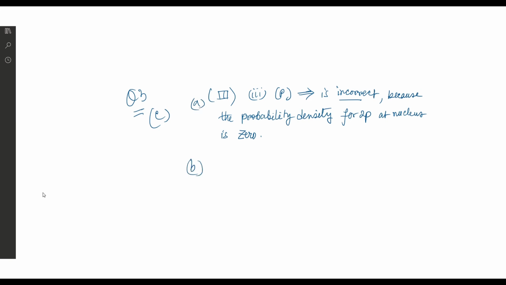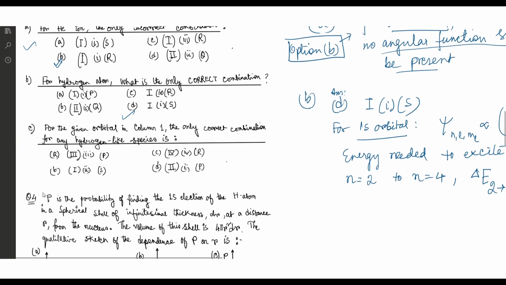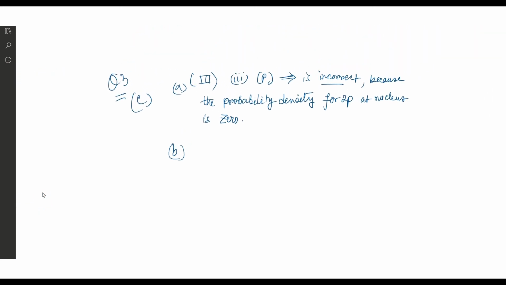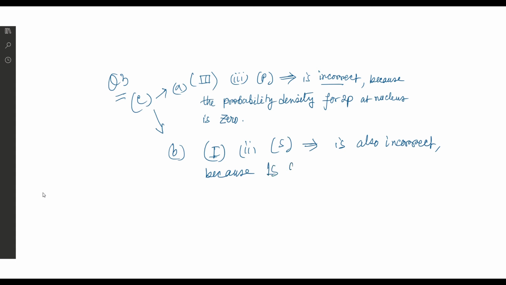And for B, you can check here B, 1 2s. Now see 1 2s. So it should be incorrect. Parts here A, parts here B. 1 2s, it is also incorrect. Why so? Because you know 1s orbital has no radial node, right? That is why it becomes incorrect.